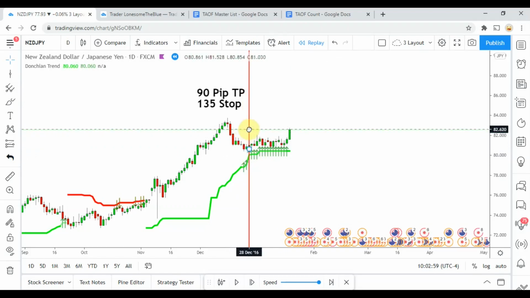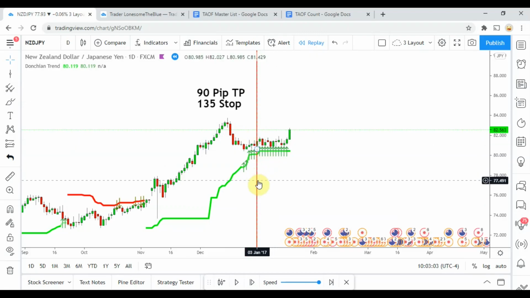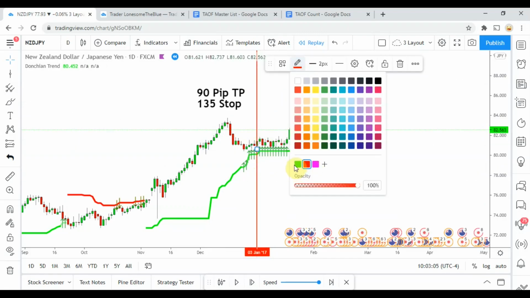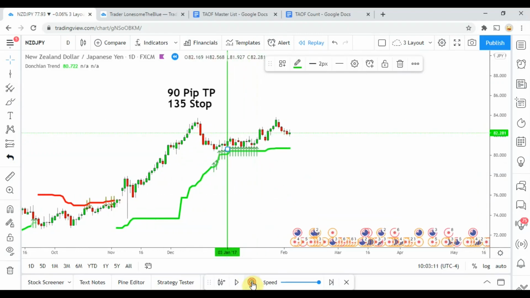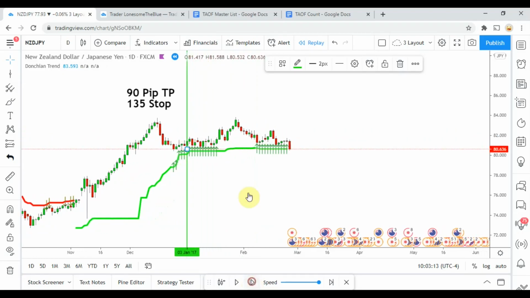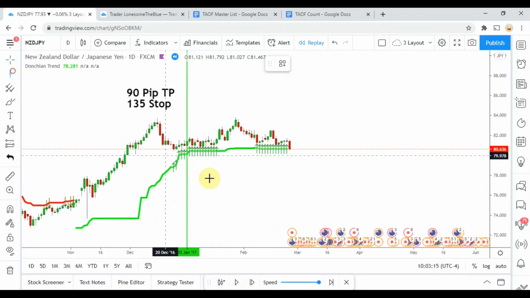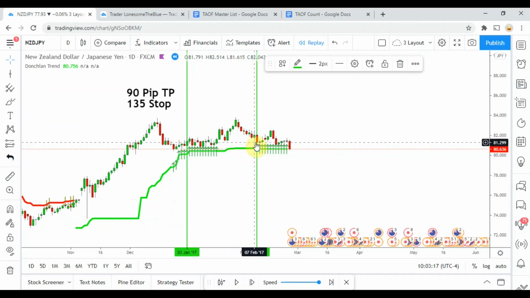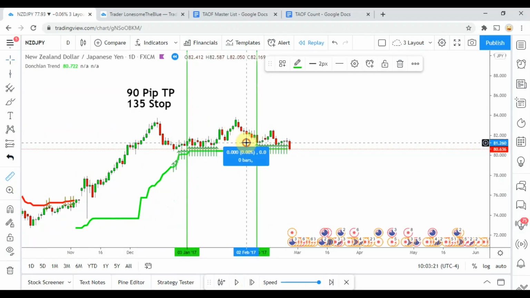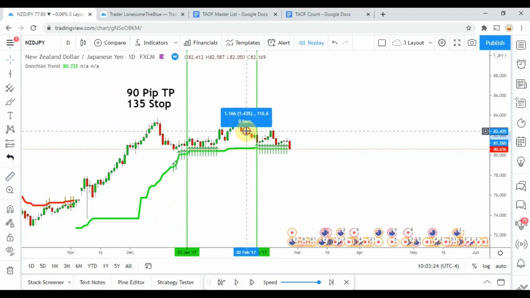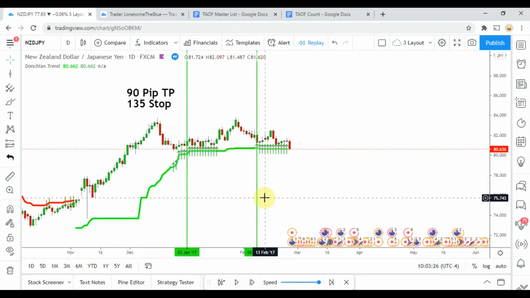But in this particular case, we were right. There would have been our entry, and we would have gotten to take profit right here as it broke out of consolidation and took off in the upward direction. All right, and then we pick up another signal right there on that one. And as you can see, we got to take profit right there as well.